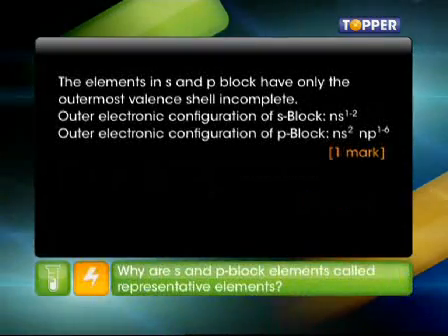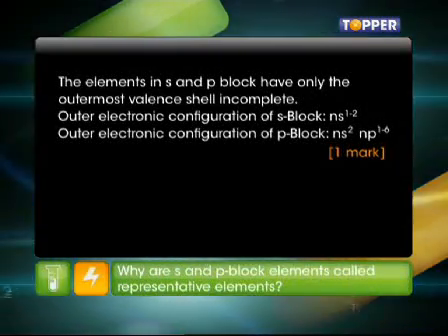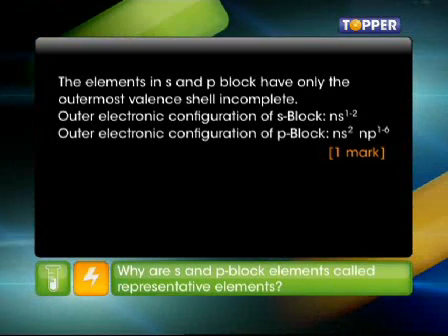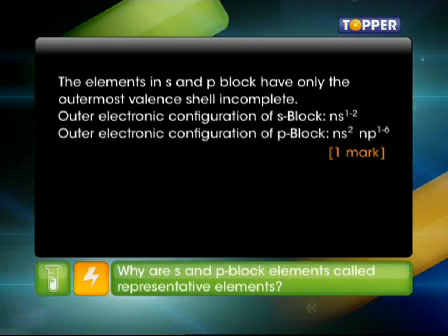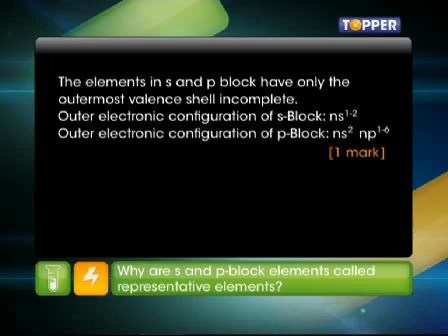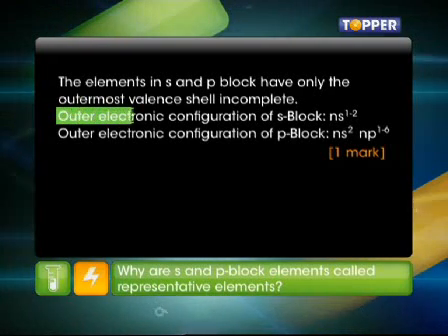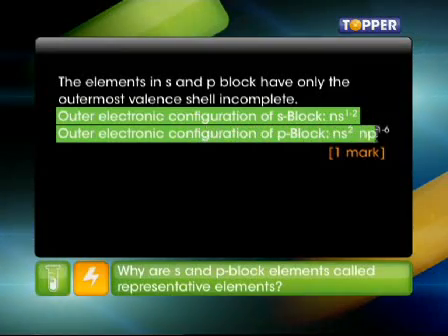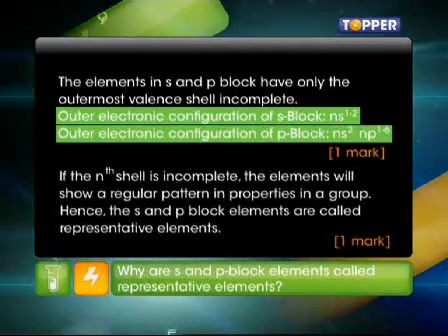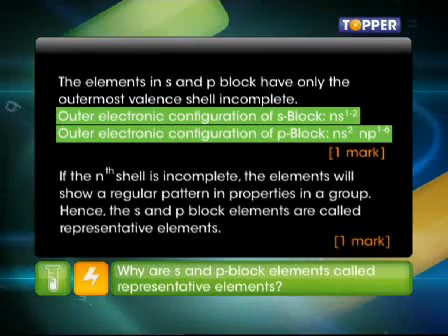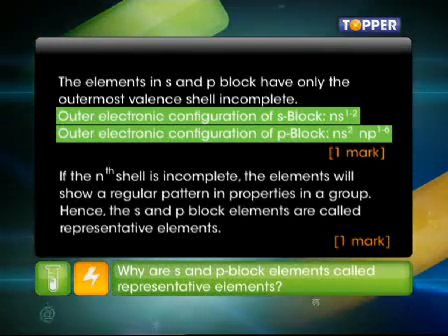The answer basically has 2 parts. First, we'll define the electronic configuration of S and P block elements. As we have already learned, only the outermost valence shell of these blocks is incomplete. We then have to relate this configuration to trends on the periodic table. Therefore, if the nth shell is incomplete, the elements will show a regular pattern in properties in a group.